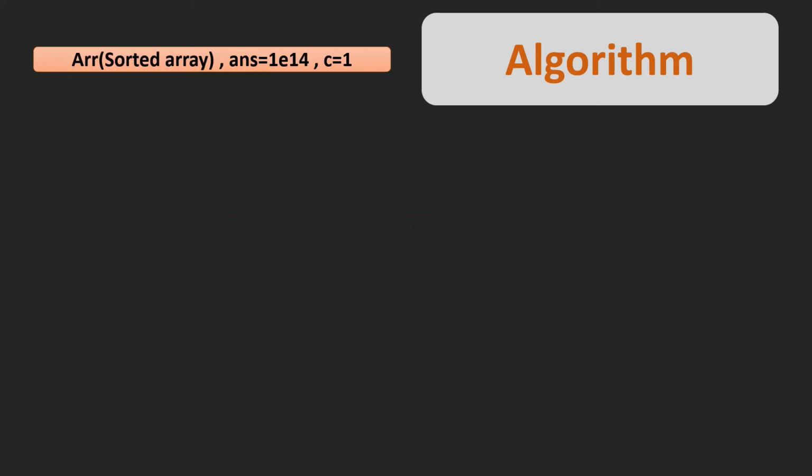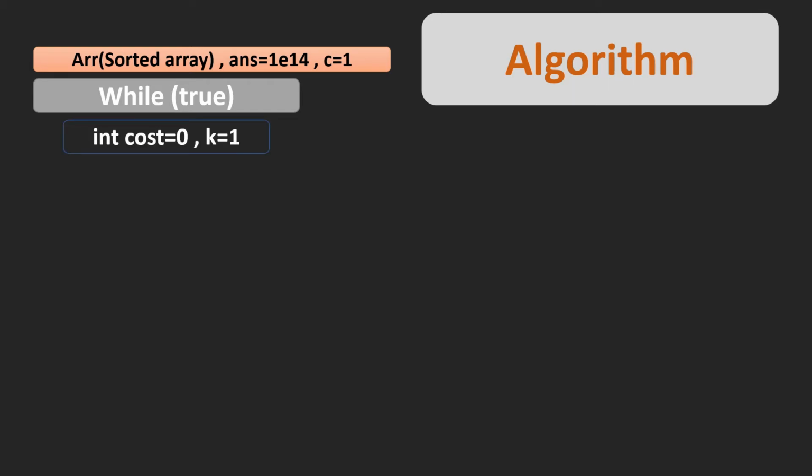We already have the sorted array. We need to get the minimum answer. So initially we can set answer as a very large number. Also we will begin with c equal to 1. We will continue our loop till the values become too large. To store the cost for each value of c we will use variable cost. Also k is the value that the power sequence should have at the position i. At position 0 it will be 1.